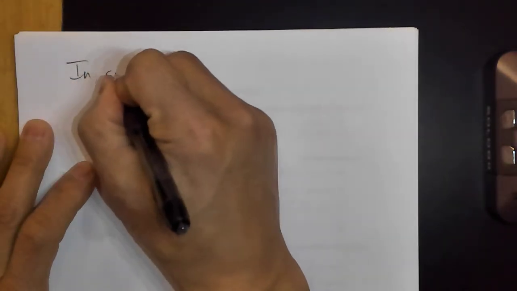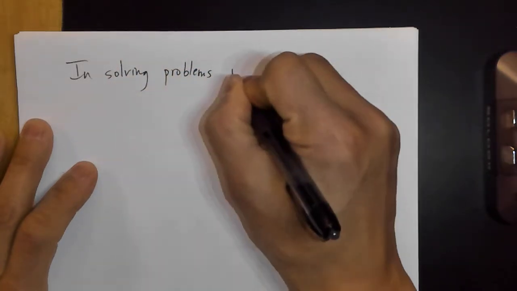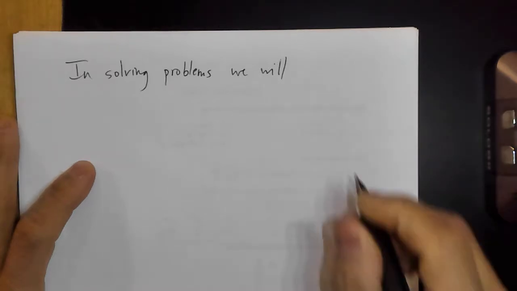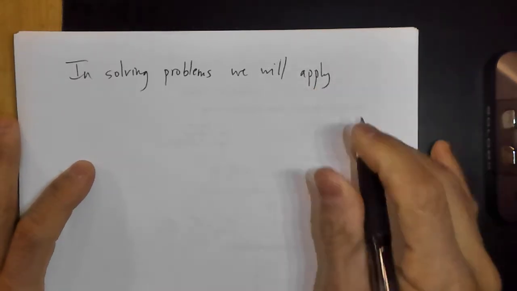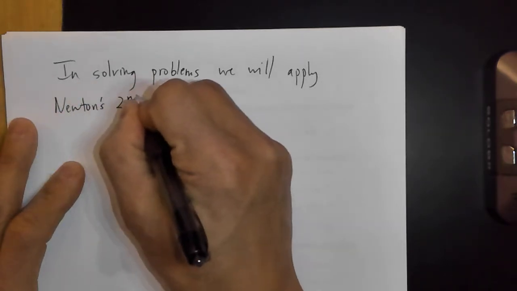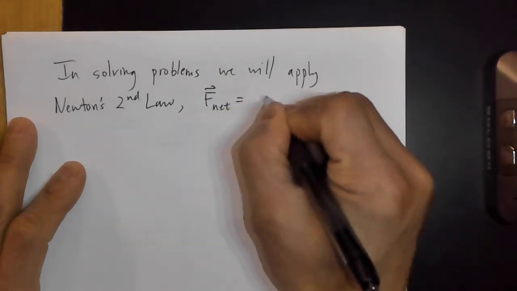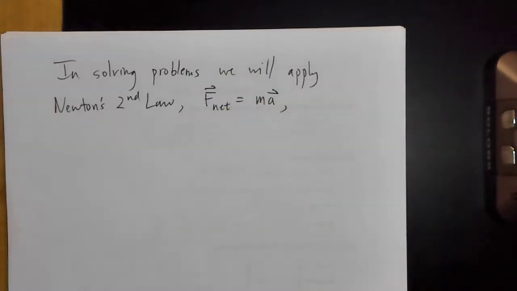You're going to face, not on this quiz, but eventually we're going to build up to problems that are somewhat complicated, because life is complicated and you're going to learn how to solve things that are actually useful, not trivial things. So in solving problems, we will apply Newton's second law. Remember what that is, that F net is equal to the mass of the object times the acceleration.